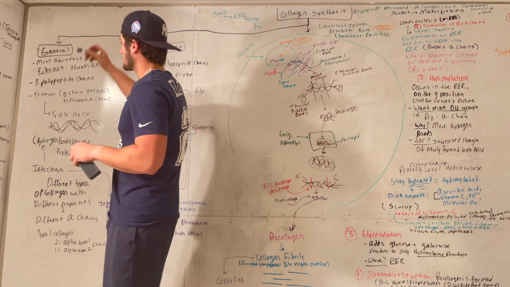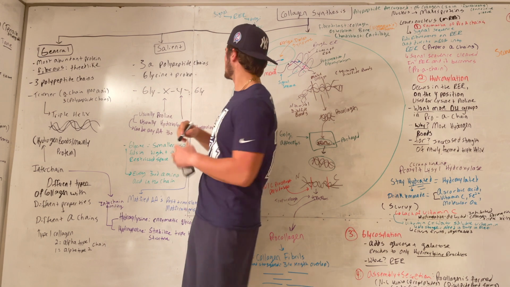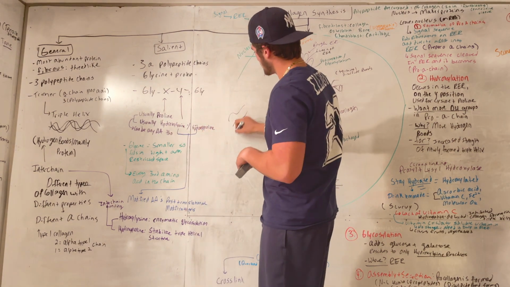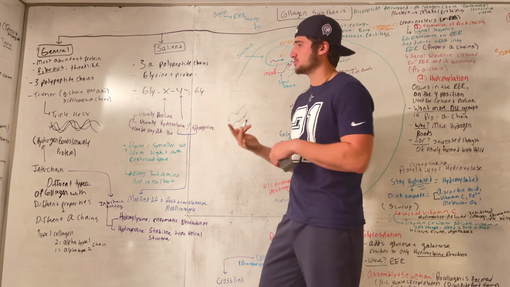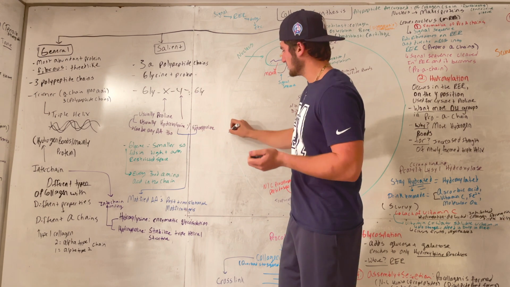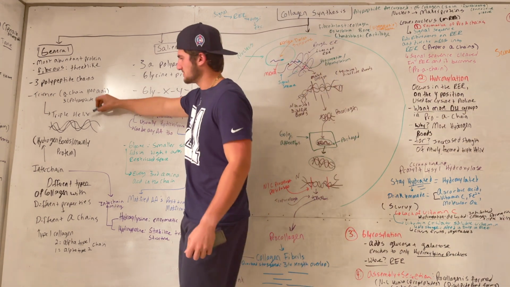Okay, so collagen, it's composed of 3 polypeptide chains. So we have 3 chains like this. 1, 2, 3, right? And they're going to form together, they're going to twist up, and they're going to form a triple helix. So instead of a double helix, they're going to be like this. Triple helix, right? And I have it drawn right here.